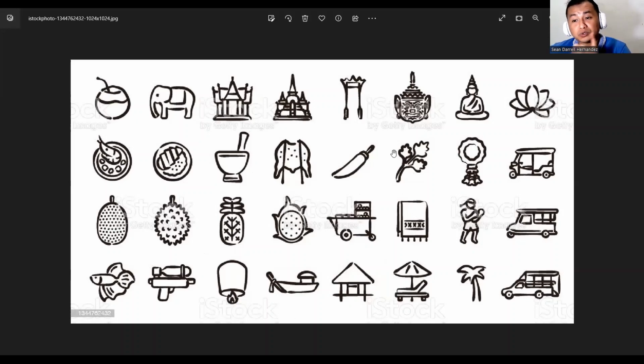I just want you to choose at least one, and you're going to draw that on a piece of paper. So get a piece of paper and a pencil, and you're going to draw at least one of these items. You can draw more if you have still time, but at least just draw one. Now I'm going to demonstrate how we can draw these images.